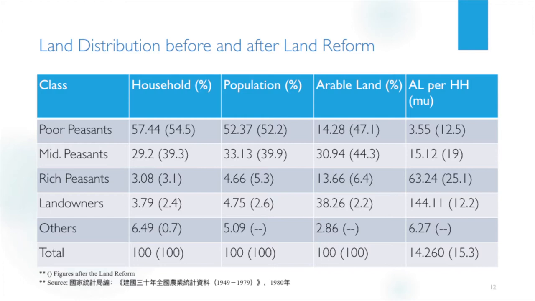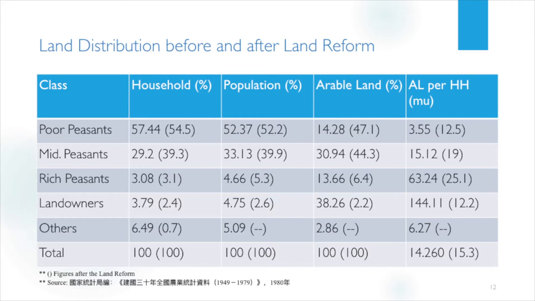So this is the statistics here. We have different categories here. This is the household, this is the population, arable land, and this is the per unit land unit here. And you have the poor peasants, middle peasants, rich peasants, and landowners and others. The numbers in the brackets are the figures after redistribution.